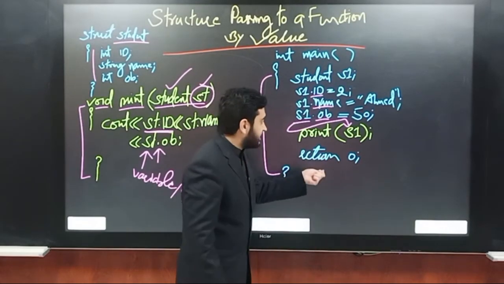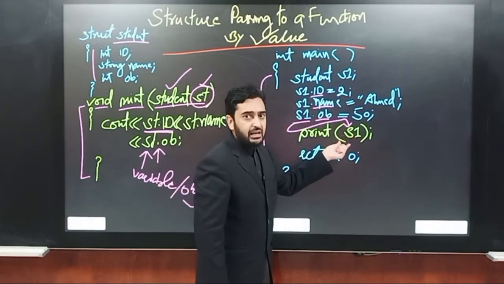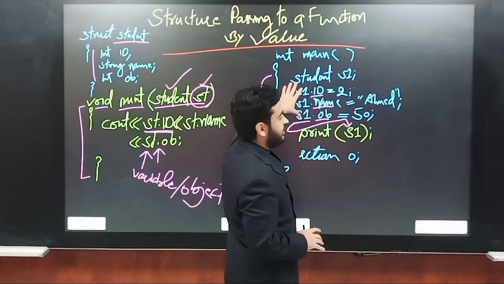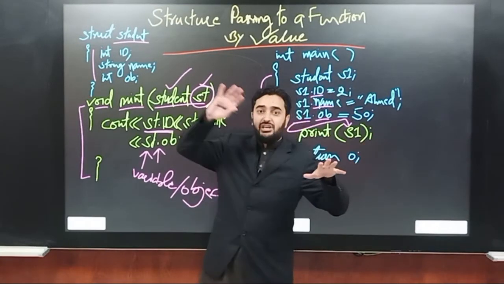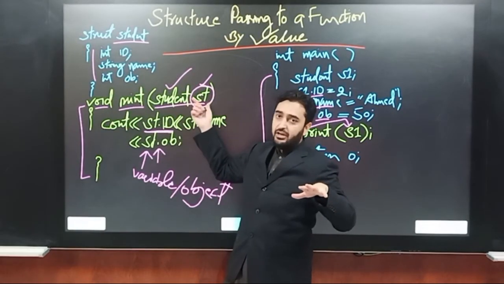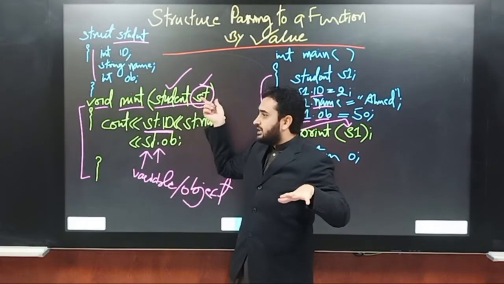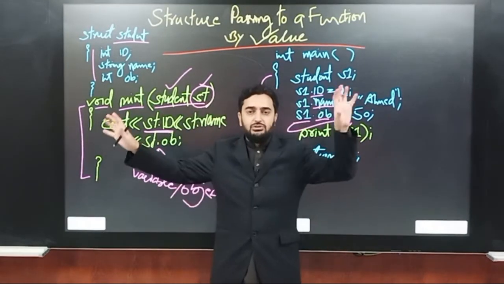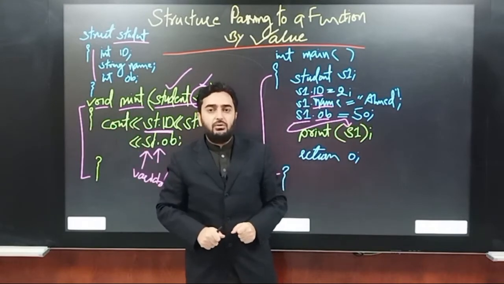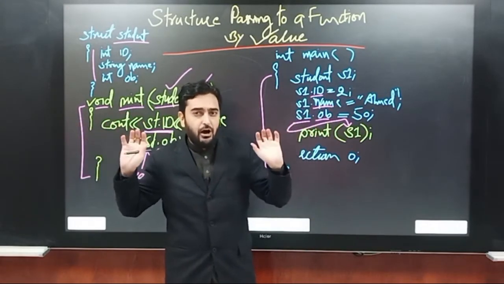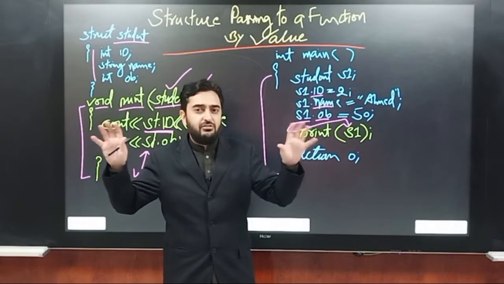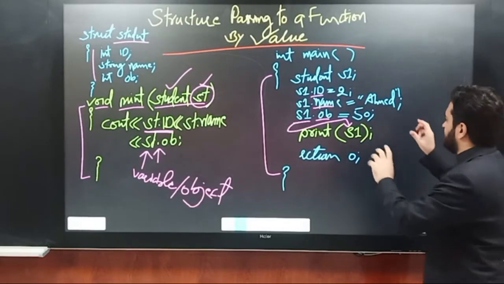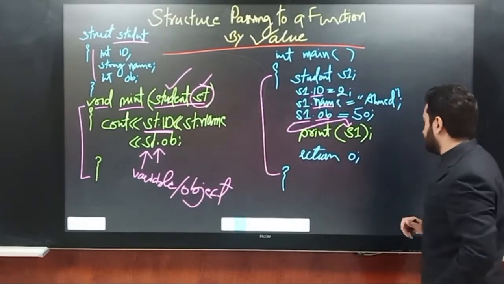Okay, because this S1 will give a copy of the values that we have assigned here in S1, and the copy will be saved here in ST. Okay, so the values inside the ST and the values inside the S1 have two different spaces in the memory. So these are two different objects reserved or placed in the memory in different places. Okay, so let's visualize these two different copies of the student structure in the memory.